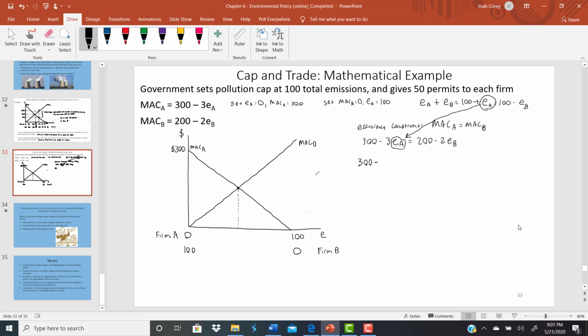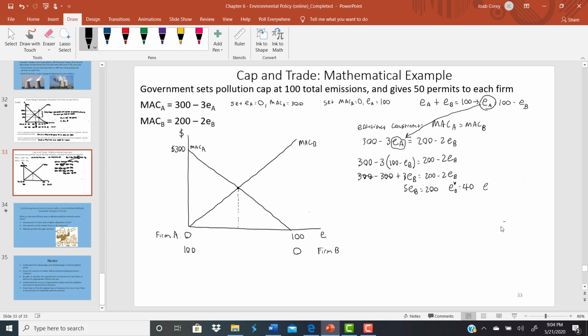So plugging that in, we got 300 minus 3 times (100 minus E sub B), and that's going to be equal to 200 minus 2 E sub B. So let's go ahead and math that out. We got 300 minus 3 times 100, which is another 300. Now we've got negative 3 times a negative E sub B, so that's going to be positive 3 E sub B. Again, don't forget to distribute that negative sign through. And that's equal to 200 minus 2 E sub B. So these 300s cancel out, and what you're left with is 5 E sub B equal to 200. And that means that E sub B star is equal to 40.